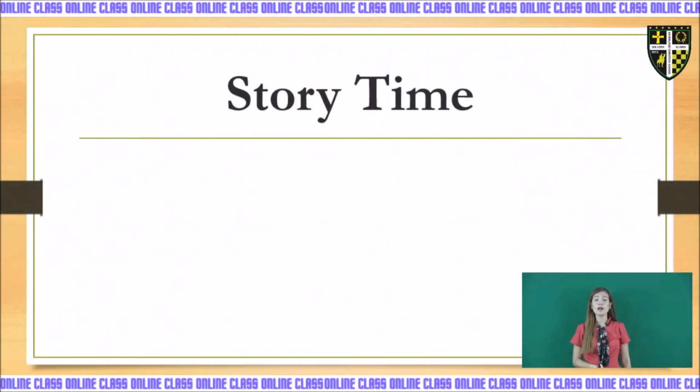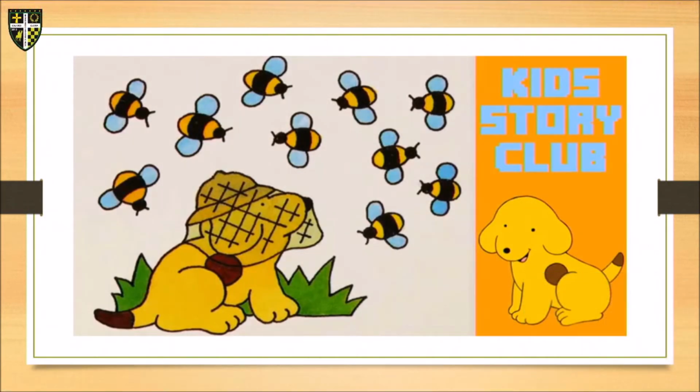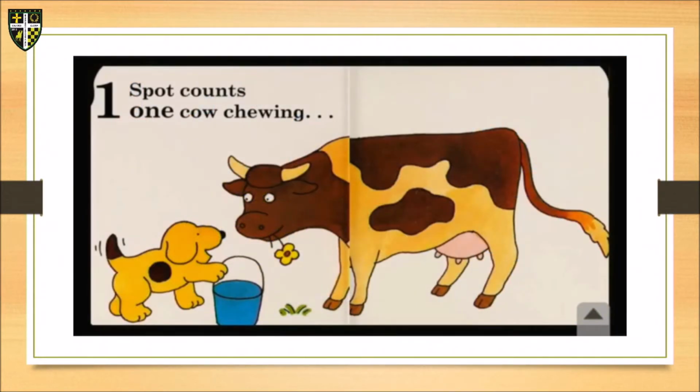Okay, let's move to our story time. All you need to do is to watch and listen. Okay, kids? Spot counts from 1 to 10. 1. Spot counts one cow chewing.